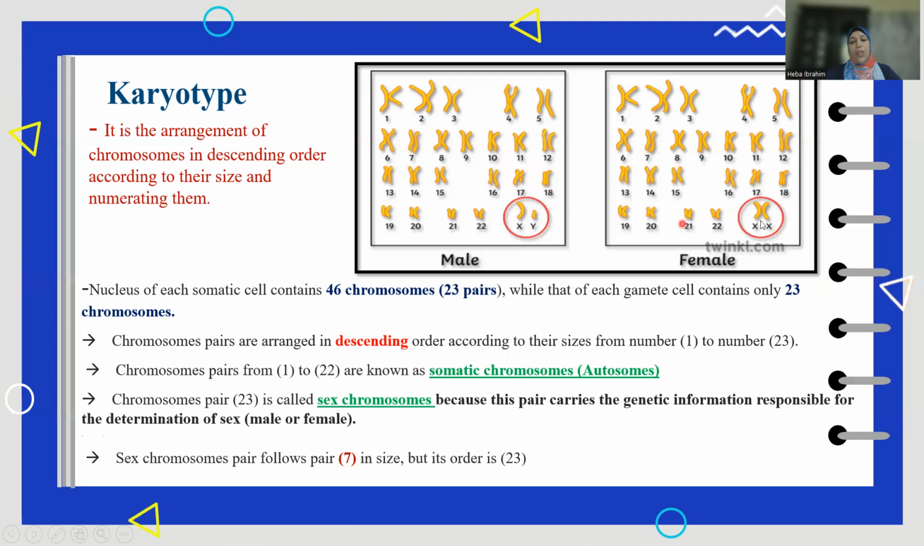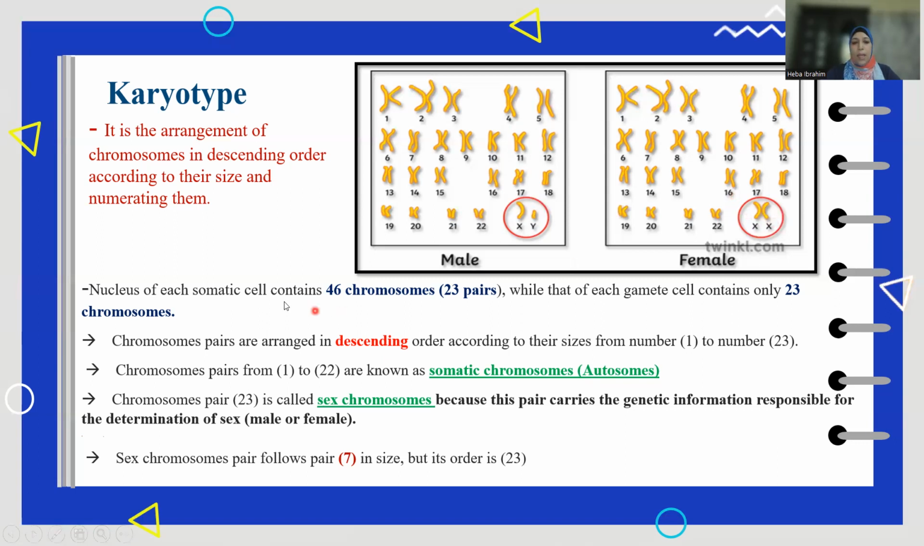Now, let's differentiate between the sex chromosomes in male cells and female cells. Sex chromosomes in male cells are asymmetric, or heterozygous. They are different chromosomes: an X chromosome and a Y chromosome. While in the female cells, the sex chromosomes are identical. They are symmetric: 2 X chromosomes.